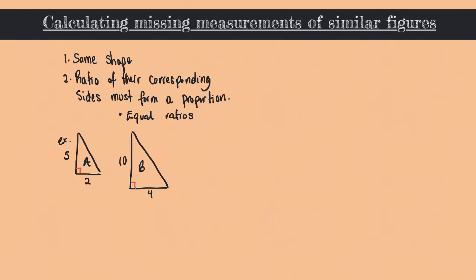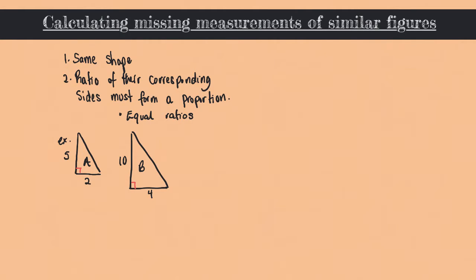Now, sometimes triangles may look the same, but they might not necessarily be similar. How would I know? Well, I need to check the second characteristic, because both of these must be true for these to be similar. So I know the first is true, they are both triangles. Now let's check the ratio of their corresponding sides. What do I mean by ratio? What do I mean by corresponding sides?